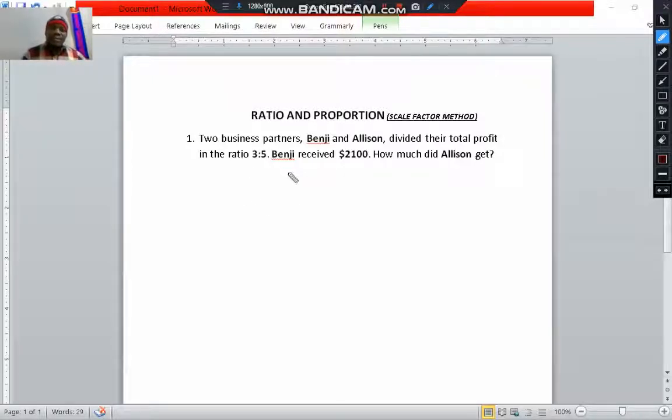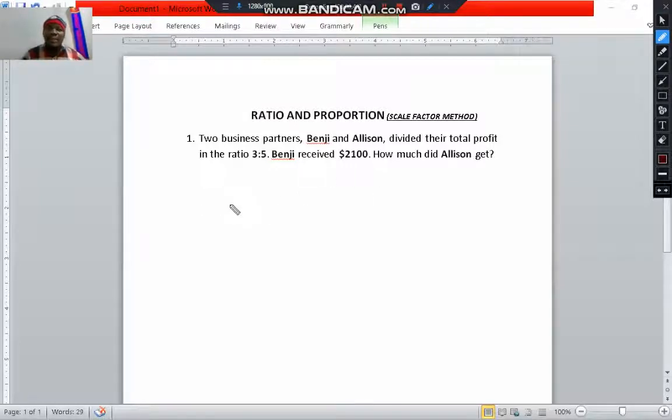So we've got this question here which says two business partners, Benji and Alison, divided their total profit in the ratio 3:5. Benji received $2,100. How much did Alison get? So this is how you go about the scale factor method.